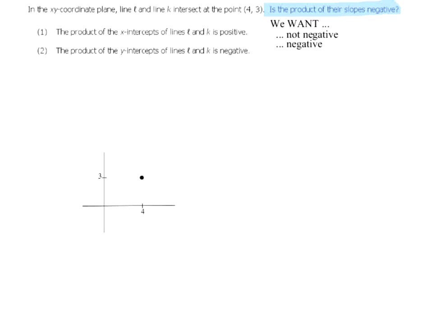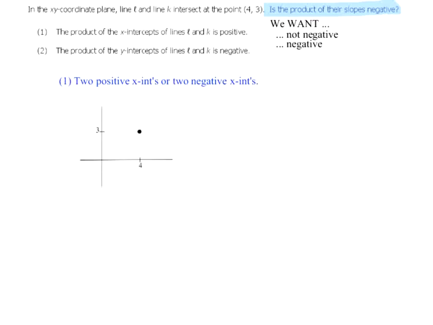Or two negative x-intercepts. So let's look at that and see if we can get that to happen here. So if we have two positive x-intercepts, then, well, we can get a positive x-intercept means your line has to hit somewhere here. So two positive x-intercepts or two negative ones.